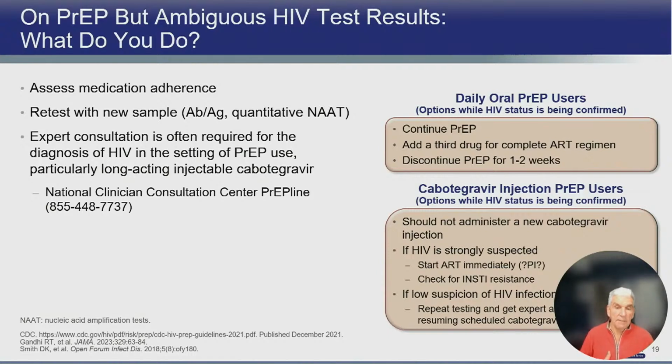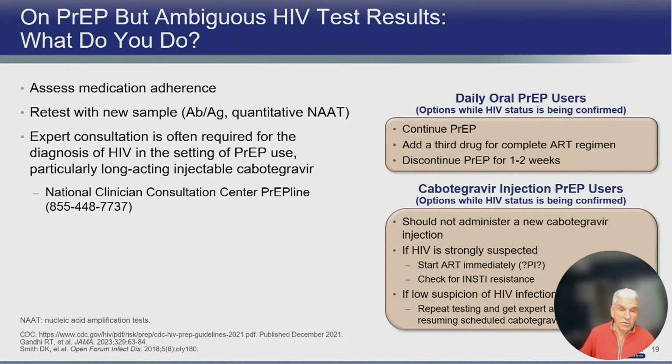Now let's say you get ambiguous test results. What do you do? The first thing is to assess medication adherence, to retest with a new sample, antibody antigen or quantitative test. And then often you can talk about other things to do about figuring out what the patient's doing. If patients are on oral PrEP, you can continue PrEP, and if you think they've been exposed, you have to add a third drug to complete the regimen and discontinue PrEP during that time.